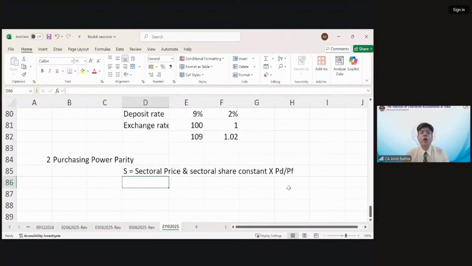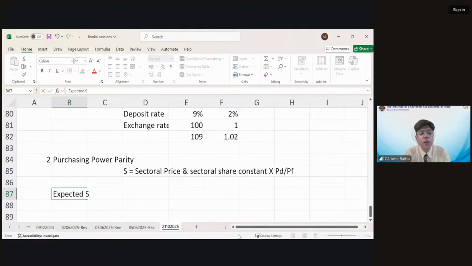Right? So as long as your sectoral price and sectoral share are constant, your price in domestic market upon price in foreign market is basically going to give you the spot rate of the exchange currencies. So in other words, what is expected to be my spot rate? Expected spot rate.